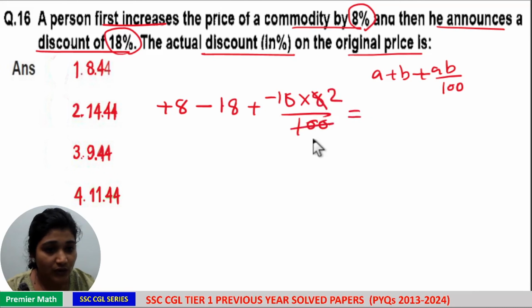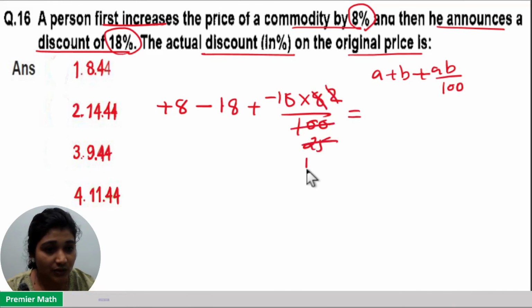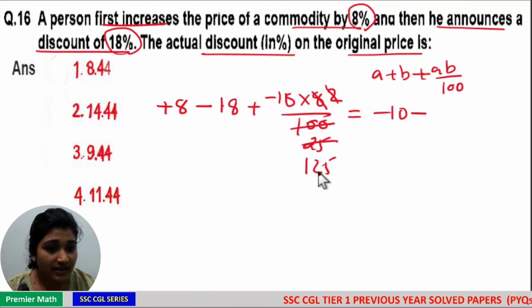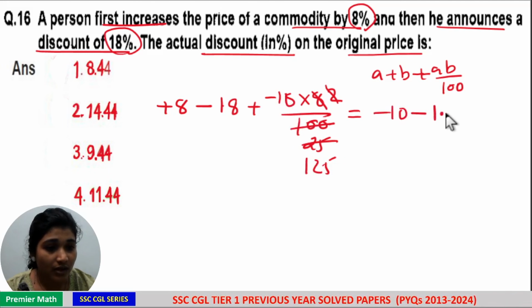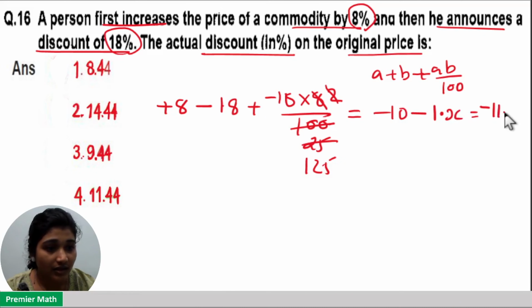4 goes 2 times in 8, 25 times in 100. 2 goes 12.5 times in 25. Now 8 minus 18 is minus 10. Minus 10 minus 18 by 12.5 is around minus 1 point something. I will take it as 1 point x. Then the overall decrement is minus 11 point x percentage. Option 4 is your answer.